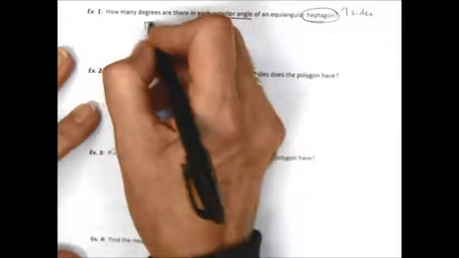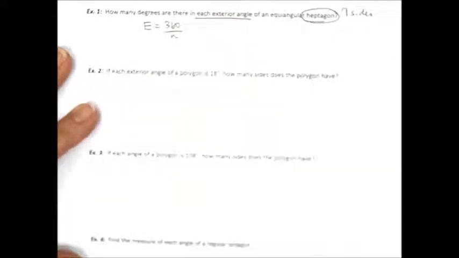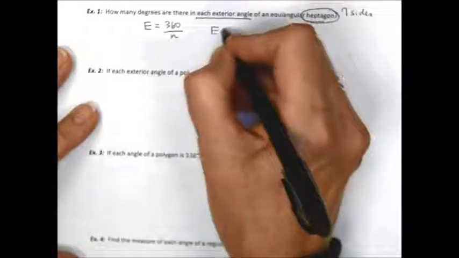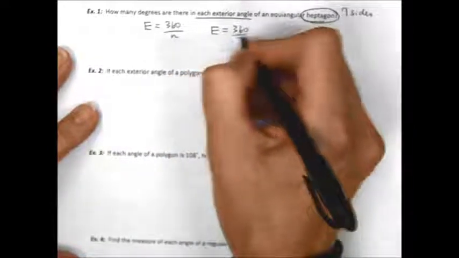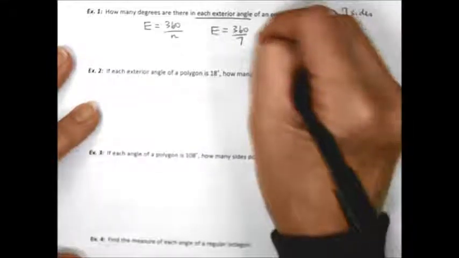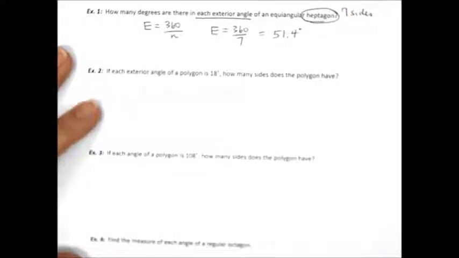So my formula for an exterior angle is 360 divided by the number of sides. So I'm looking for E, this exterior angle, and I know the number of sides is 7. So if I take 360 divided by 7, that doesn't come out so nice. That's about 51.4 degrees. Okay, simple as that.